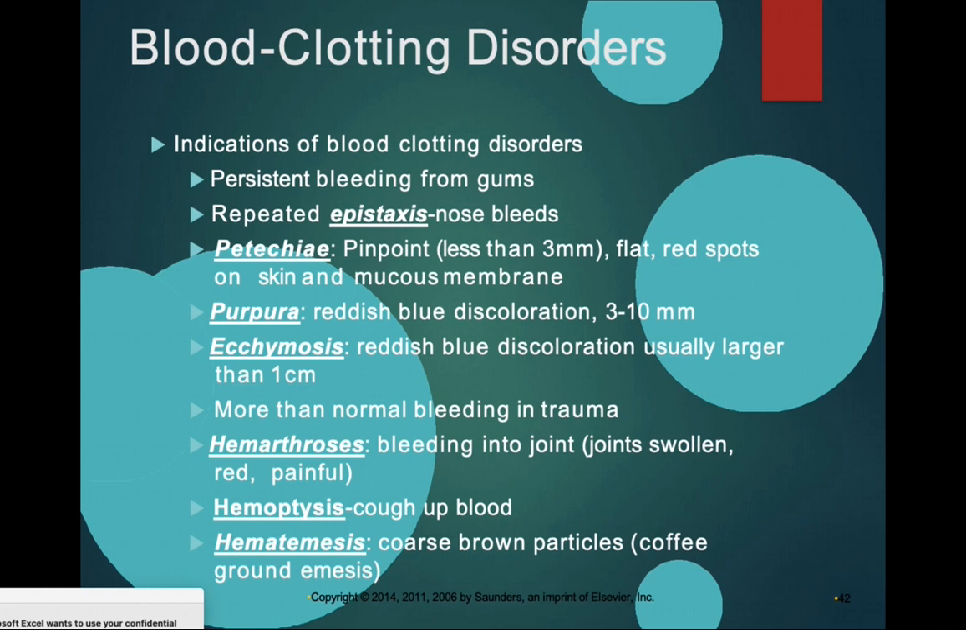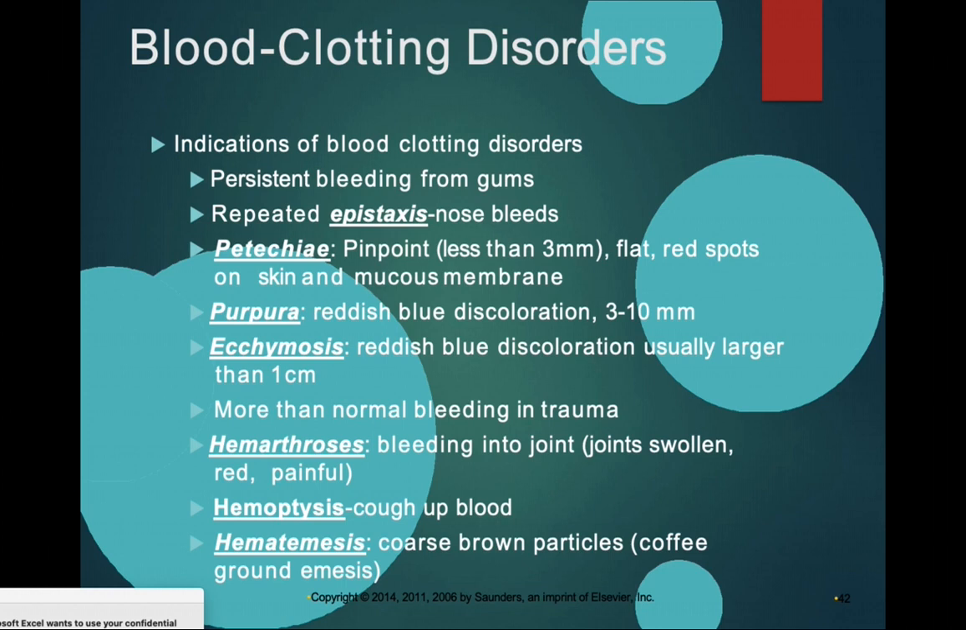Okay, what are some of the indicators of blood clotting disorders? Well, case history. One of the things I always look for is inflamed gums, and I always ask my patients, do they have any bleeding in the morning when they brush their teeth? Most people get up in the morning, the first thing they do, they use the bathroom, and they brush their teeth. So persistent bleeding from the gums is an indication that there is a clotting disorder.